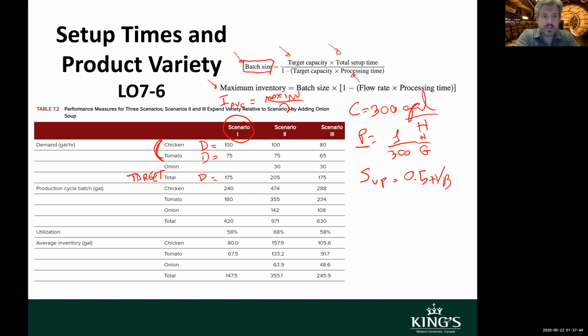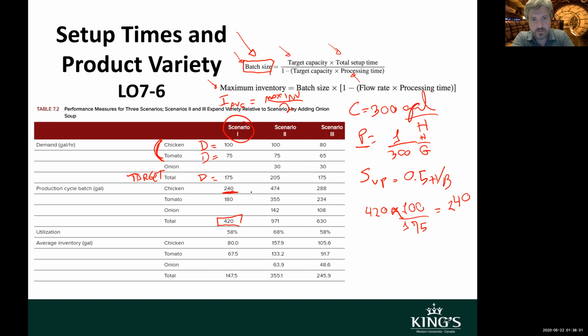And what happens in this situation is that when I solve for this equation, I reach a batch size of 420 gallons. All right. Now, think about this for a moment. If 420 gallons is my batch size, how much of this will be chicken? Well, I know that chicken is 100 gallons out of 175. So 420 times 100 divided by 175 gallons will give me 240 gallons.